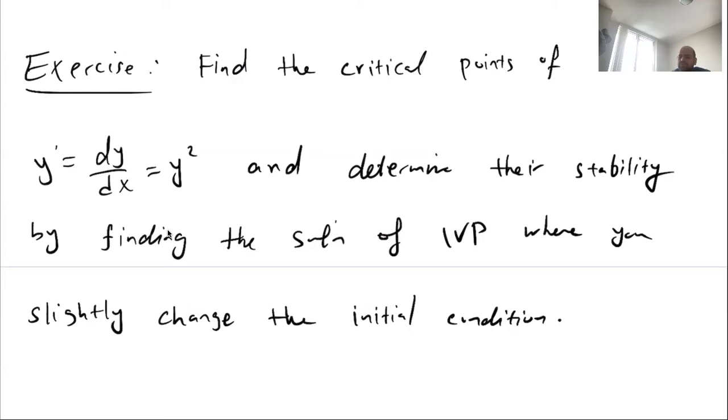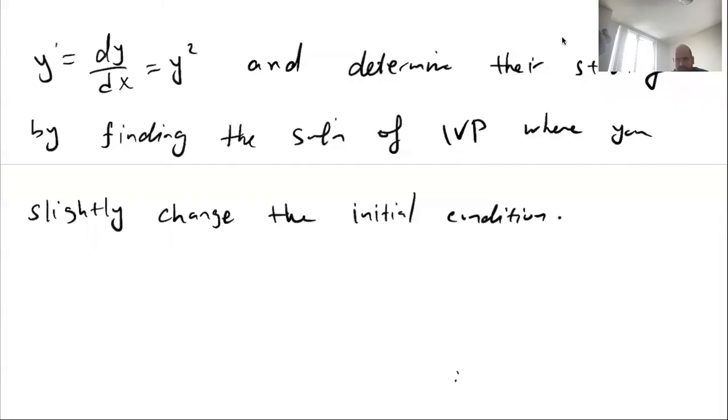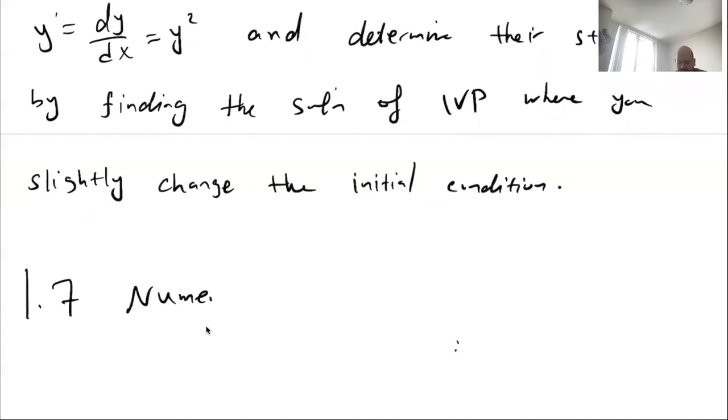Okay, guys, so this was about the concept of stable and unstable critical points in autonomous equations. We did some examples, and I left one as an exercise, where I can include more in the assignments. Now let's move on to the next topic. So next topic 1.7, numerical methods, Euler method.